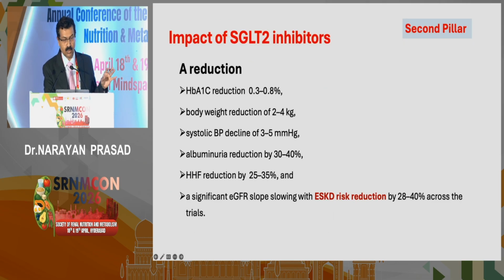Impact of SGLT2 inhibitors: a reduction of HbA1c of 0.8%, body weight reduction of 2 to 4 kg, systolic blood pressure decline of 3 to 5 mmHg, albuminuria reduction of 30 to 40%, HHF reduction, including heart failure with preserved ejection fraction, a reduction of heart failure by 25 to 35%, and ESKD reduction by 28 to 40% across the trials that have been documented.